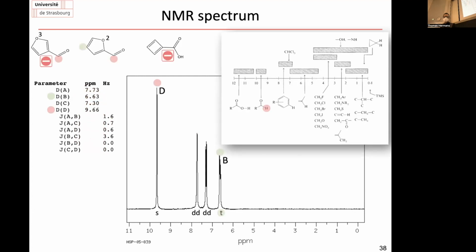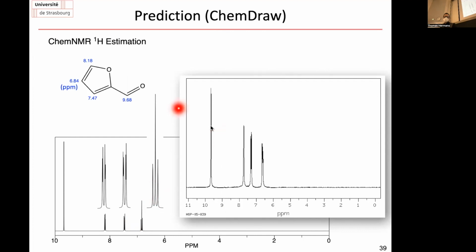Oops, there you go. 9.66, this one predicted 9.68, but it's really, really close. So the prediction is very good. The splitting pattern is very well reproduced. So again, the built-in simulator or the databases that exist give you a very good correspondence.